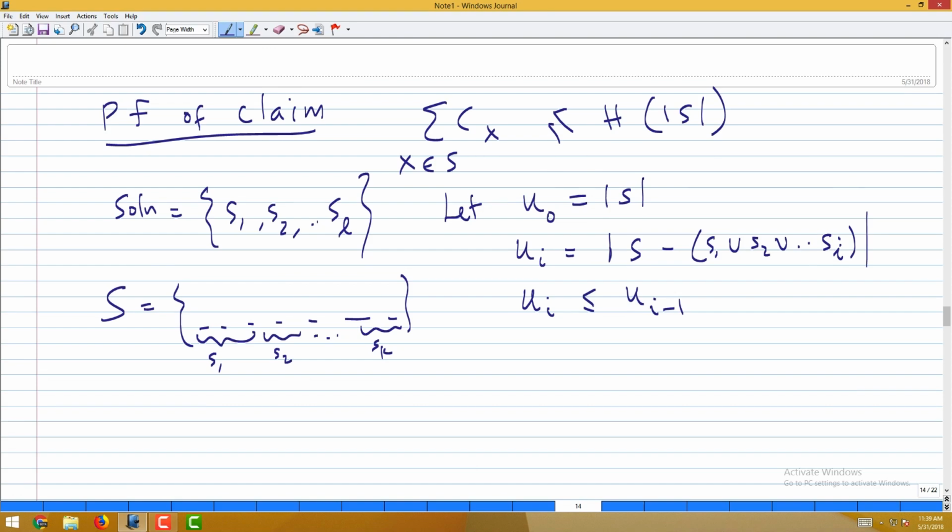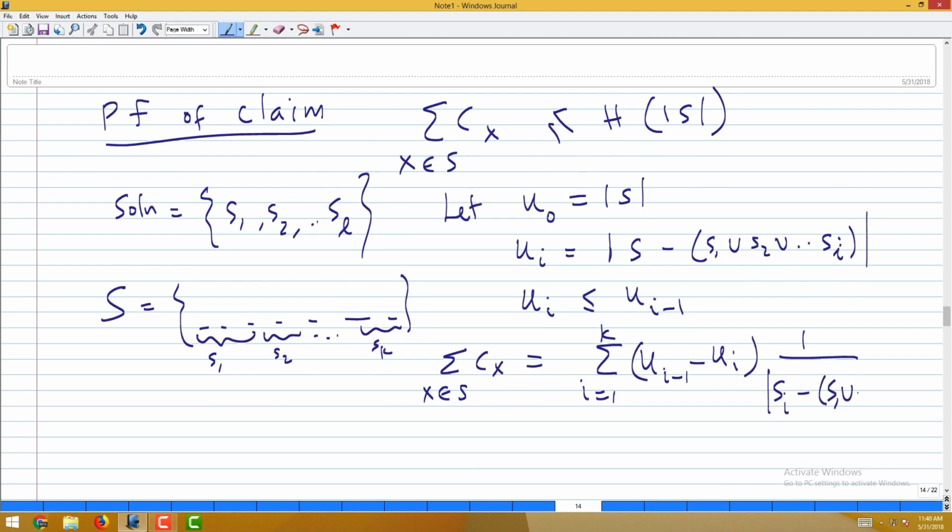These u_i are associated with the cost. So, what is summation c_x, x in S? It is exactly summation i equal to 1 to k of u_{i-1} minus u_i. These are the so many elements covered by my new set S, and what is the cost? This will be the way we have assigned it, S_1 union up to S_{i-1}.